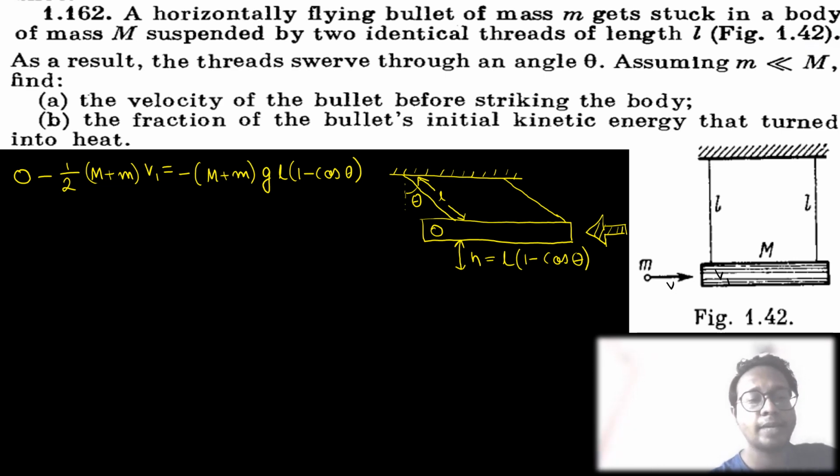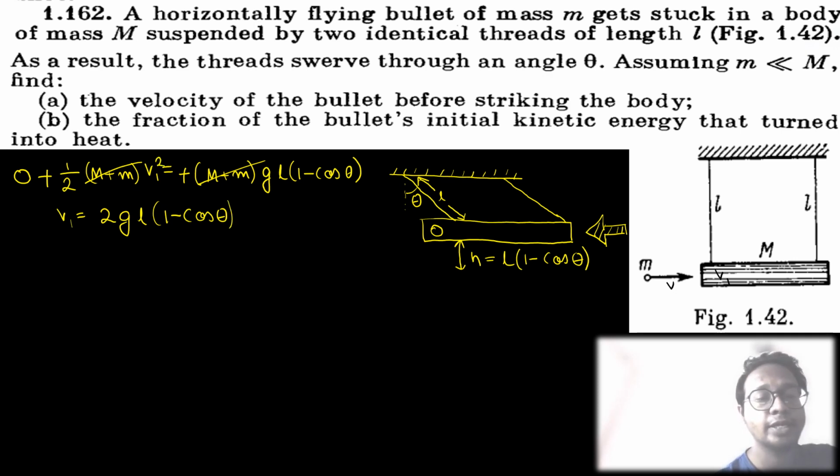Out here, minus and minus will get cut, m plus m and m plus m will get cut. Okay, v1 is equal to 2gl(1 minus cos theta). Half m v1 square, so v1 square is equal to 2gl(1 minus cos theta). Now I found out the velocity of the system just before the plank started going up, but I have to find out the velocity of the ball.